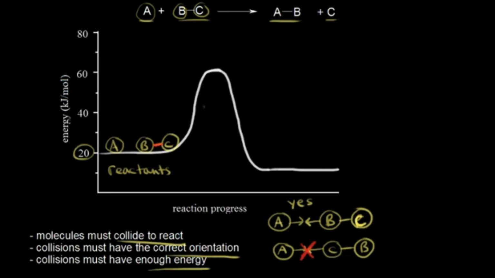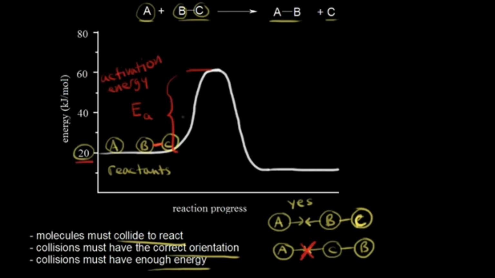And so we can find that energy on our diagram here. So we're starting with 20 kilojoules per mole, and we need to get up to here to 60. So this is how much energy we need for the reaction to occur. And we call this the activation energy, which is symbolized by E sub A here. So this is the activation energy.